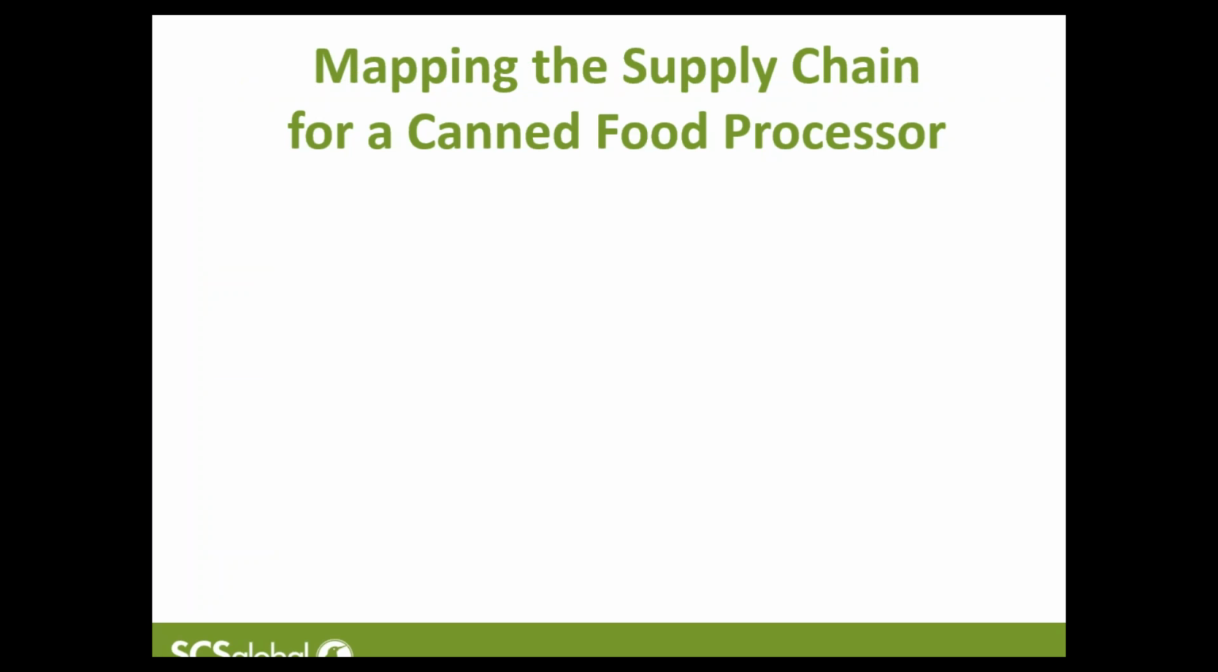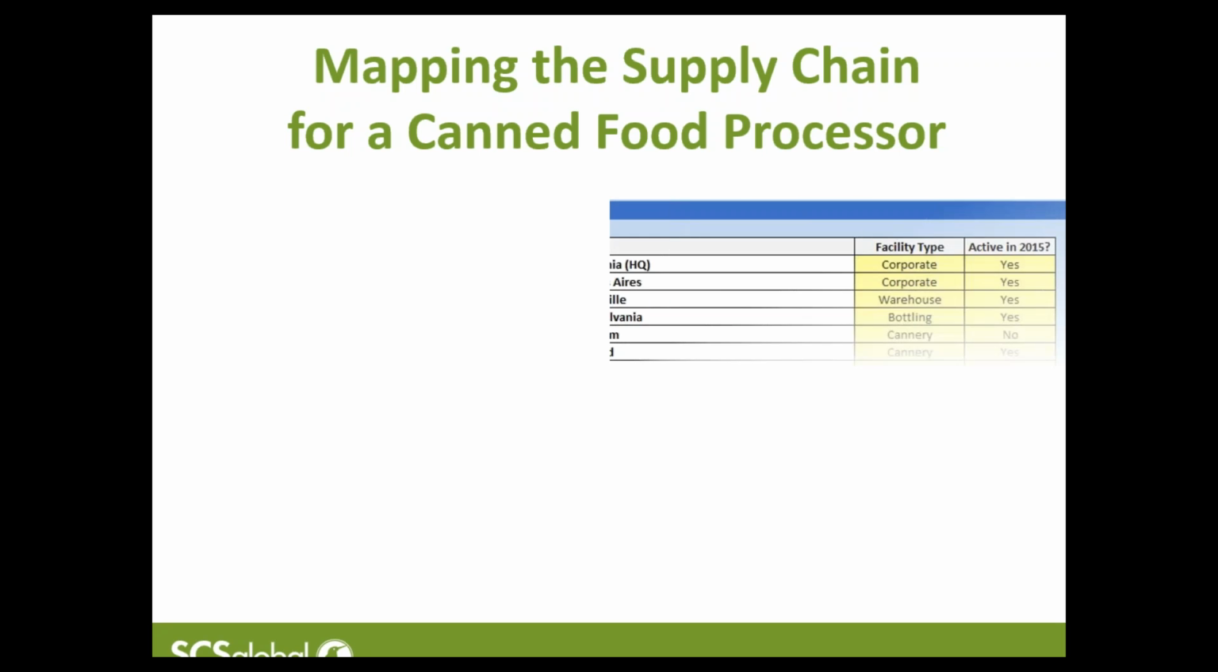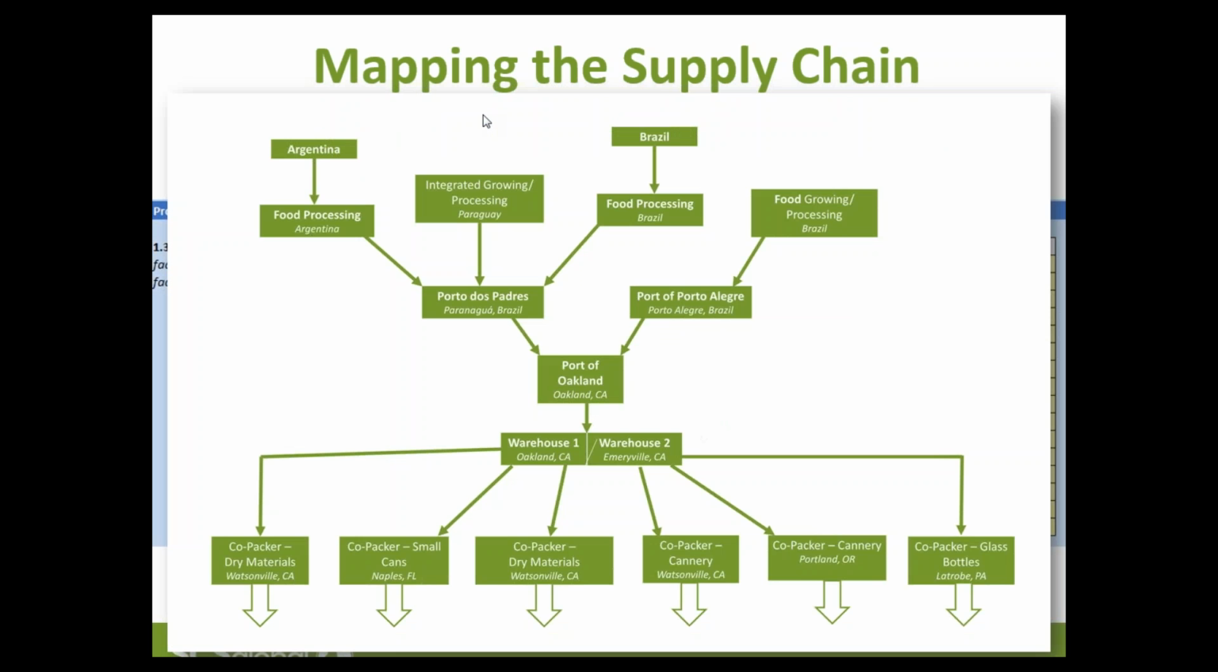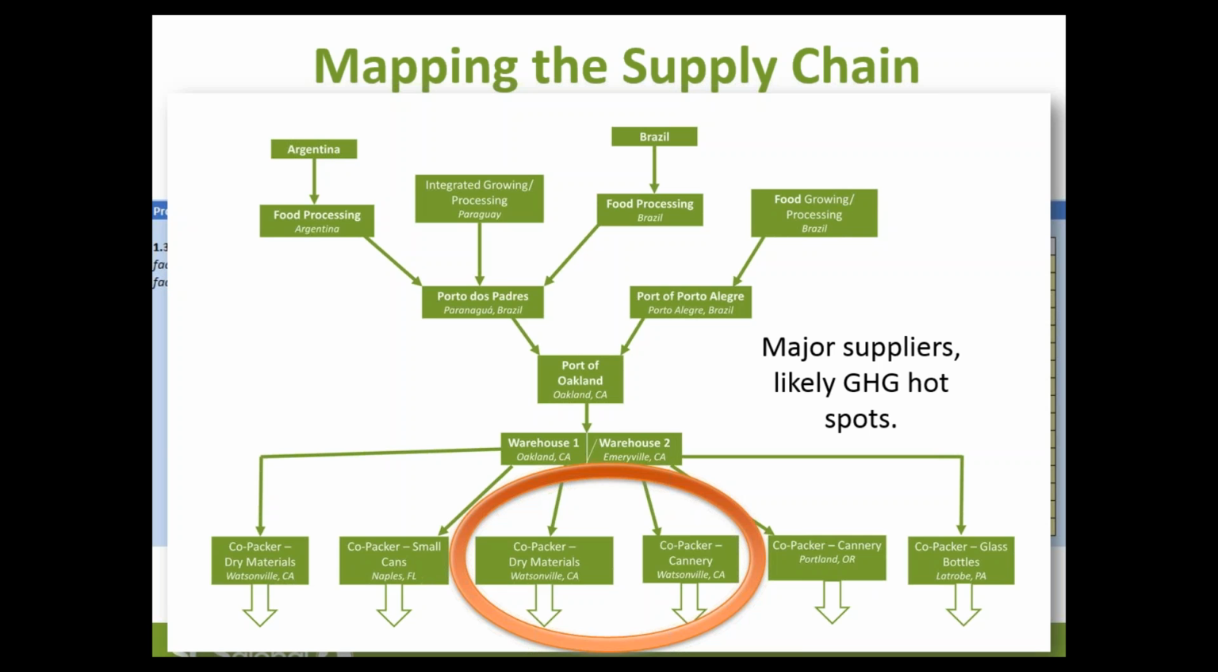Here are two examples of mapping out supply chains and identifying main categories of spend. The first is for a relatively small company, a canned food processor. In this process, we collected data on the different facilities owned and operated by the company and the different types of goods and services it purchases. We then mapped that out in a supply chain flow diagram like this and identified the major categories and major suppliers to the company. So these were the major suppliers and the likely greenhouse gas hotspots for this small company.